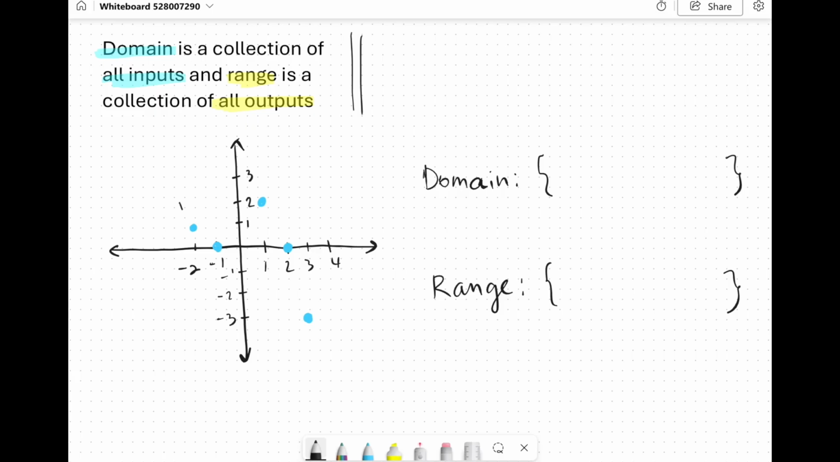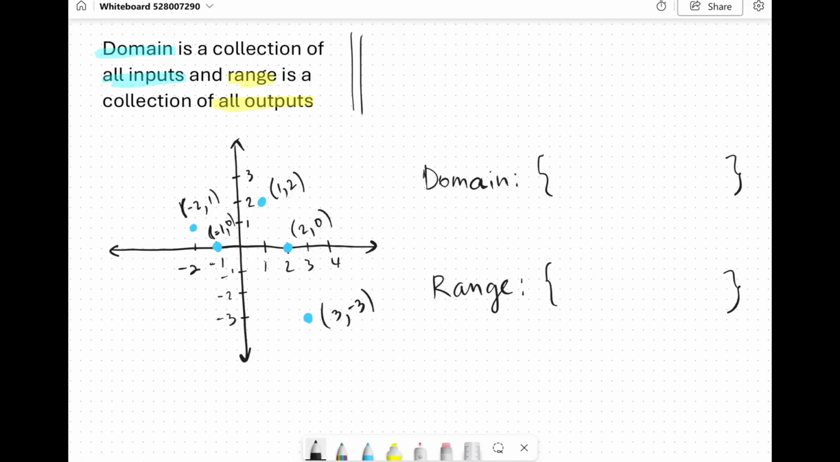So let's look at this first blue point on the left. The coordinates of that are negative 2, 1. Next one here is negative 1, 0. And then the next one following here is 1, 2. The next one is 2, 0. And finally, 3, negative 3.